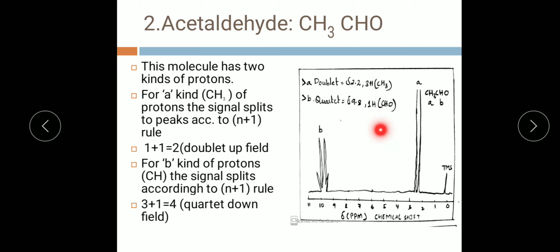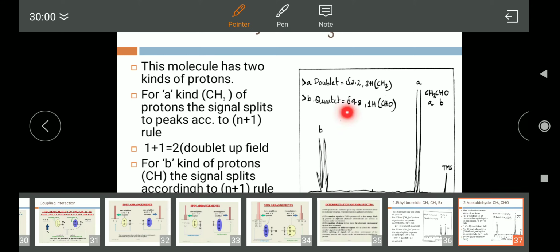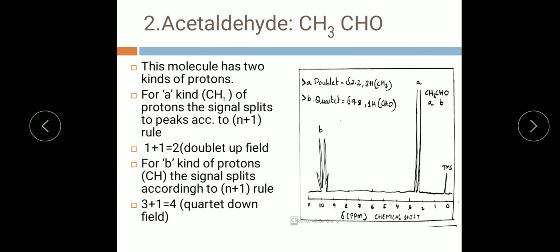Is it clear? So doublet here is the CH3 signal. For CH3 signal, the adjacent protons are 1. So 1 plus 1, you will get a doublet for CH3 and quartet for CH. Why quartet for CH? Adjacent protons are 3. So 3 plus 1, you will get 4. So quartet for an aldehydic proton at delta 9.8 ppm. This is the interpretation of acetaldehyde NMR spectra.